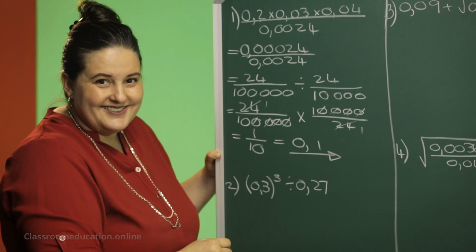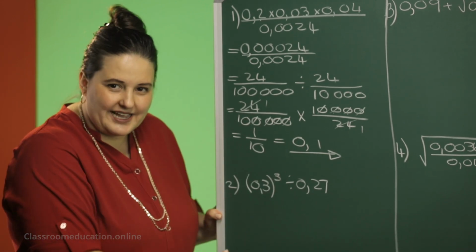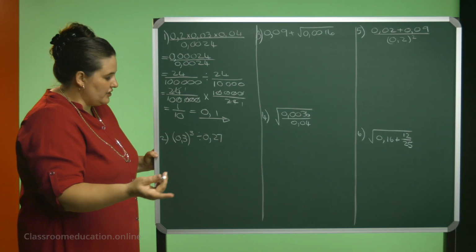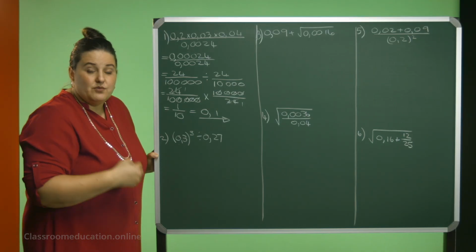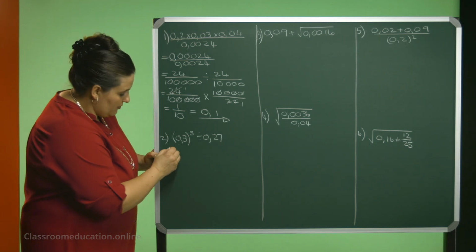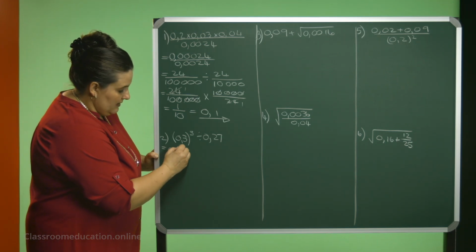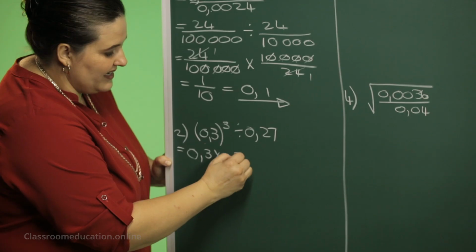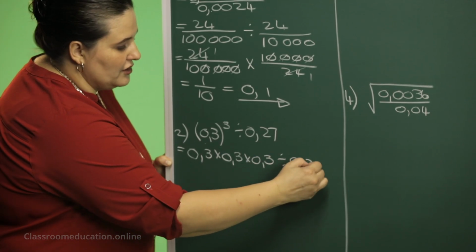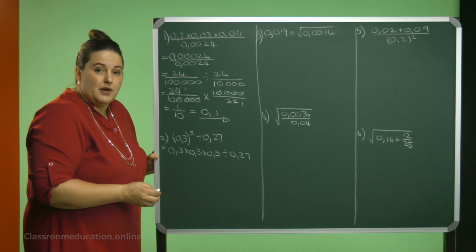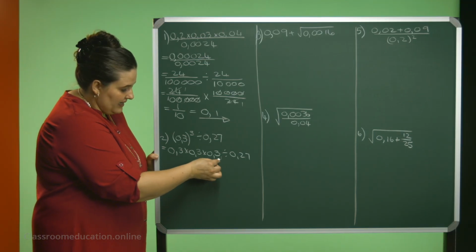Did you get it? Okay, let's have a look at the second example. The second question: 0,3 to the power of 3. I would suggest that you write 0,3 times 0,3 times 0,3 divided by 0,27. Now you can multiply the 0,3s with one another.